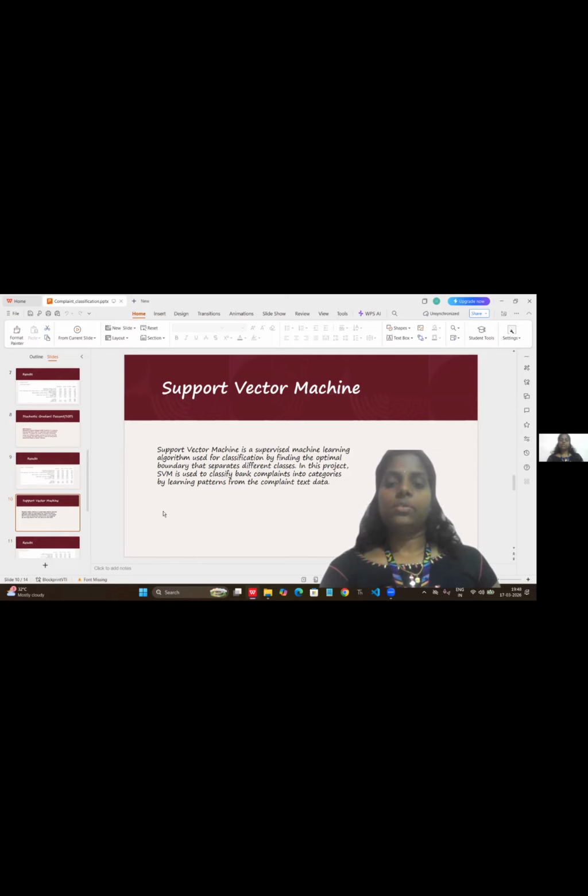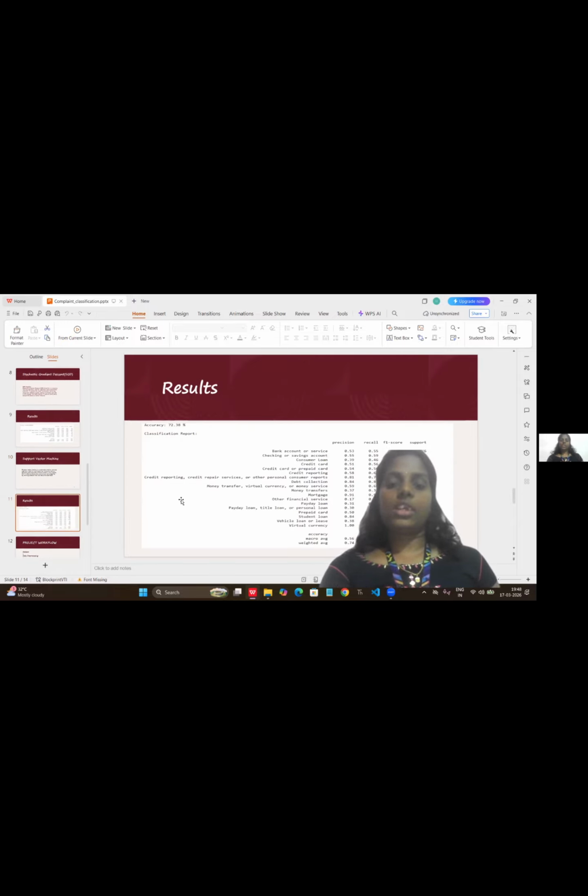Because of these properties, SVM is widely used in text classification problems such as email spam detection, news categorization, and sentiment analysis. Coming to the results of SVM, after training the SVM model on our dataset, we evaluated its performance to see how accurately it could classify the complaint categories. The SVM model showed strong classification performance and was able to separate the different complaint categories effectively. Compared to logistic regression, SVM performs slightly better in distinguishing complex complaint texts. This shows that SVM is very powerful for handling high dimensional text data and provides reliable results in classification tasks.